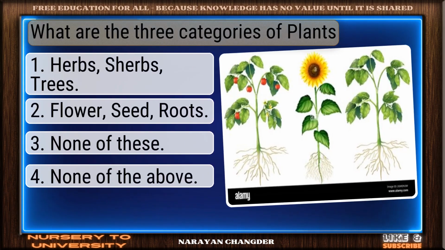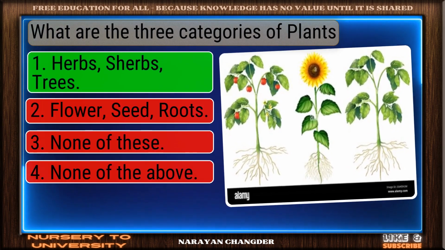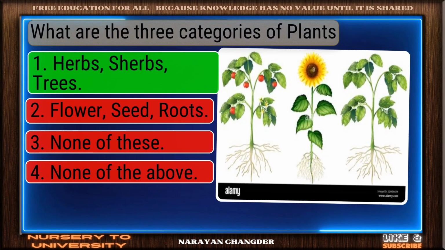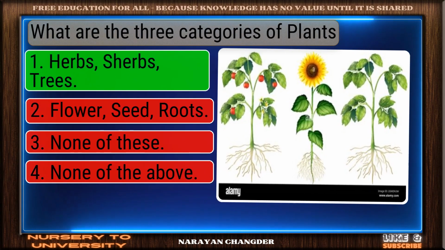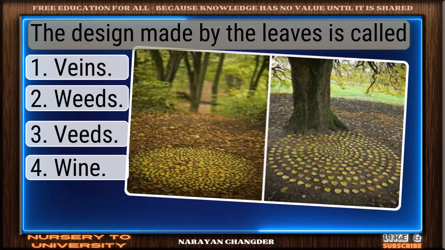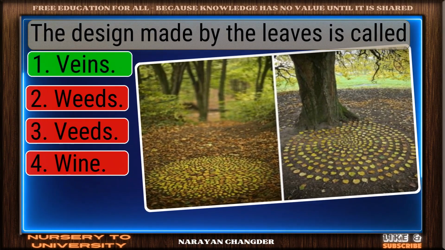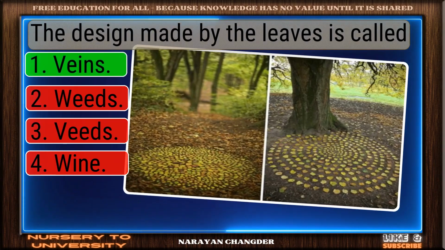What are the 3 categories of plants? Excellent. Herbs, shrubs, trees is a brilliant choice. The design made by the leaves is called. You chose veins, and it is correct.